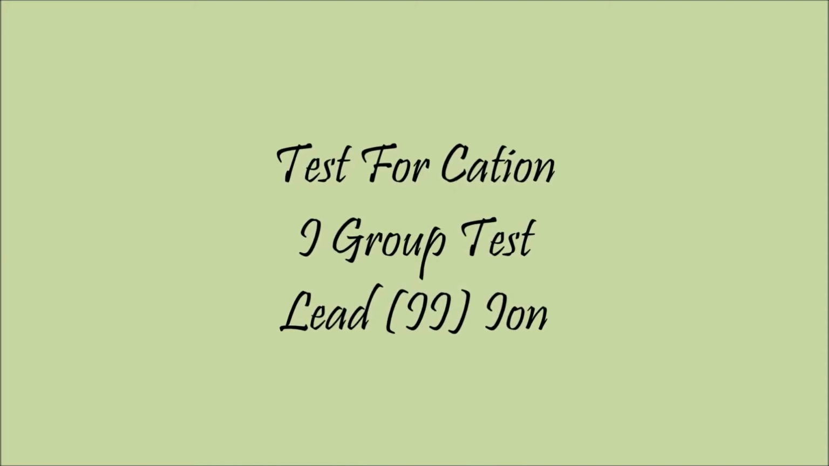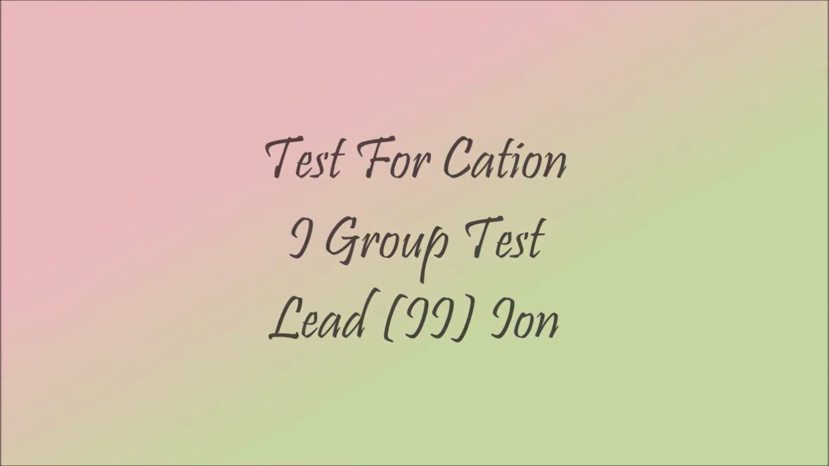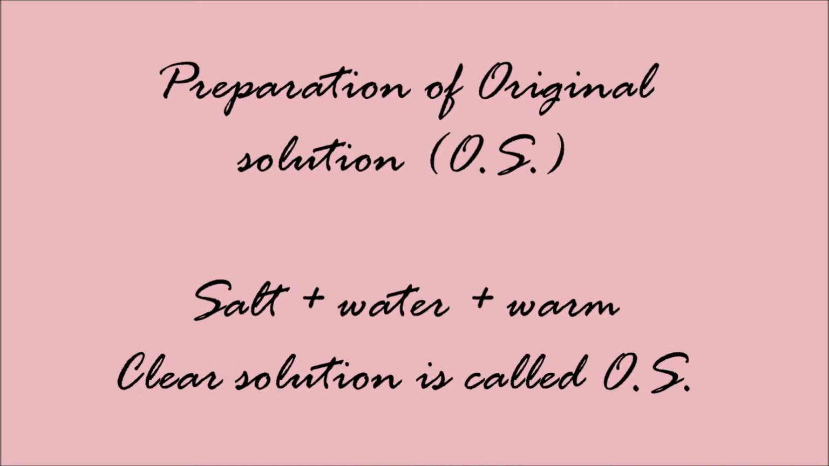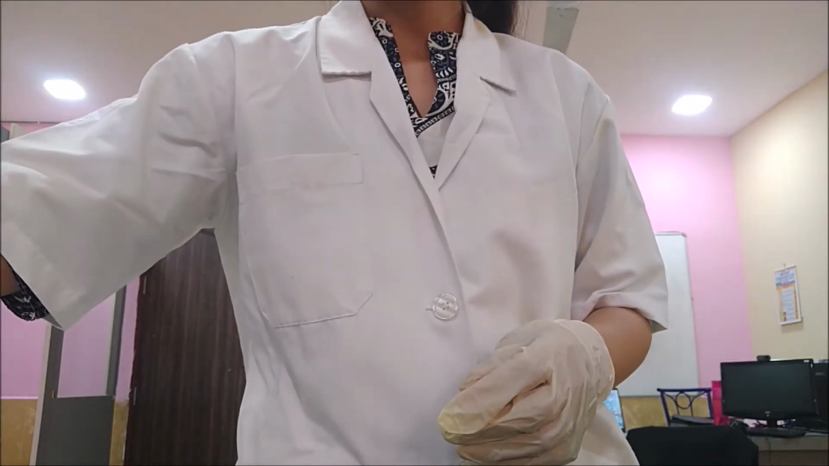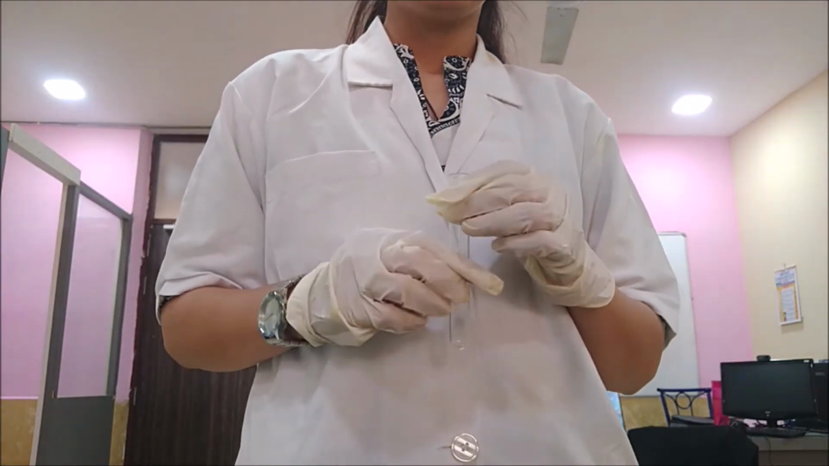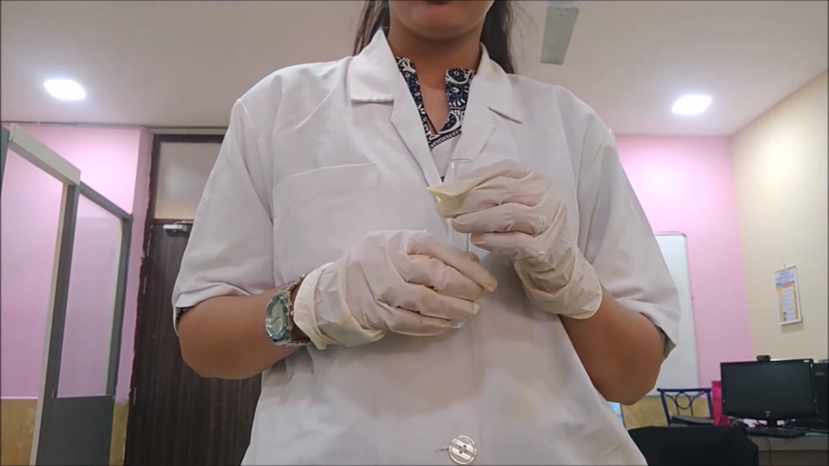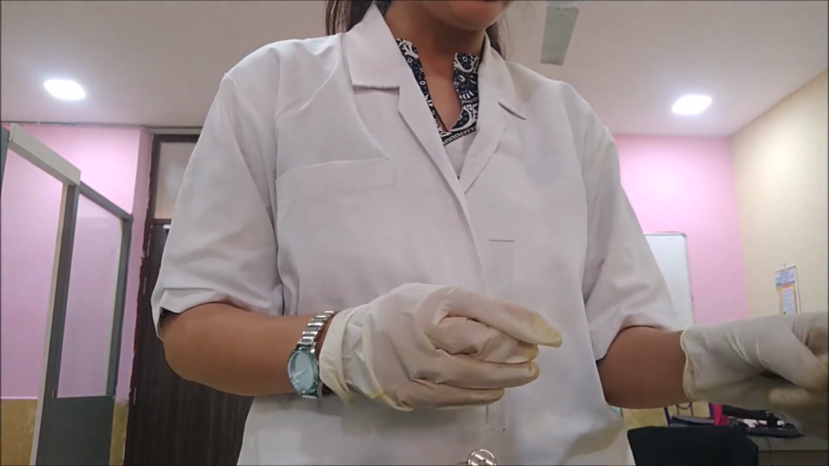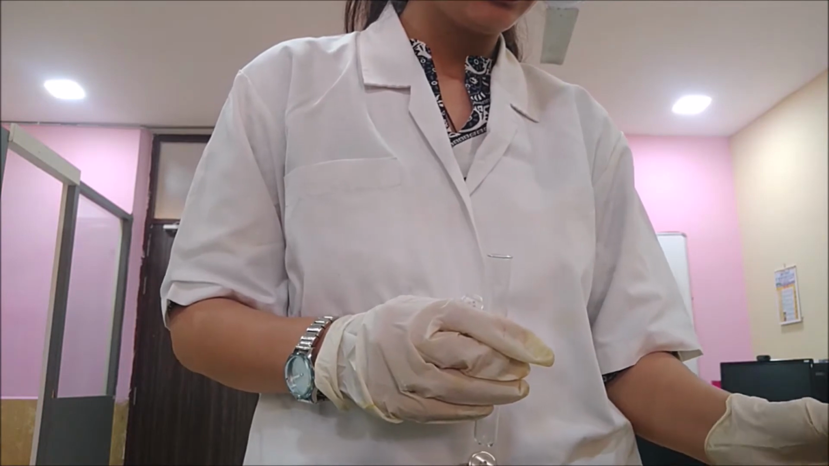Test for cation, first group test, lead 2 plus ion. Preparation of original solution, OS. For this, you need a dry test tube. In this, you have to add a very small amount of inorganic compound.